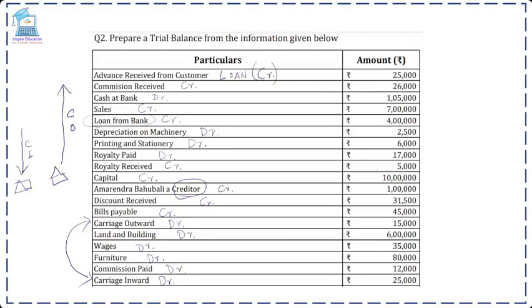Just write the debit and credit side in short. You can write in short without writing the full value. You just write the item number, advance received 25,000 in the debit or credit side, and commission received on the credit side. Just write the totals. You have 1 minute.